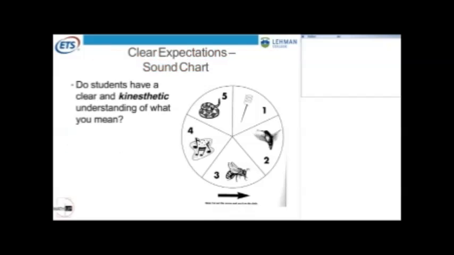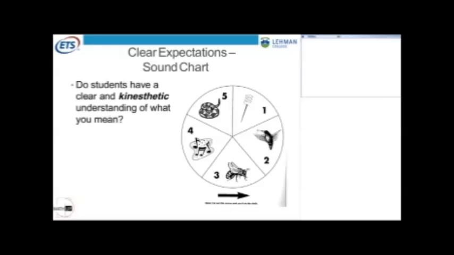So the first thing I want to talk about is having clear expectations about sound. And I'm a big believer in kinesthetic learning. Children need to feel and have an understanding through their bodies of what's expected. So this sound chart basically provides that for students. Under number 1, you'll see a pin, and you rehearse this with students. This is a pin drop. That means everyone's silent, and explain to students when this happens, for example, independent reading or when you're speaking.